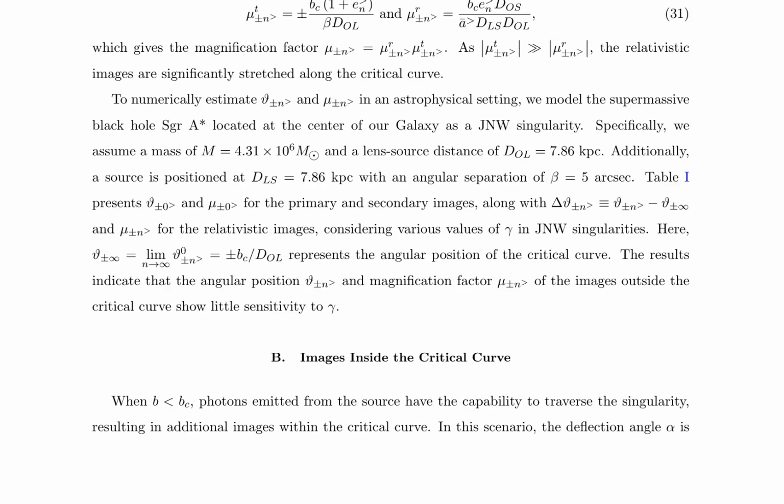The coefficients a-bar and b-bar are determined through the integral I and the gravitational lensing parameters, respectively. The angular position and magnification factor of nth-order relativistic images can be solved numerically using equations 29 and 31. These images are significantly stretched along the critical curve due to the tangential magnification μ_t.